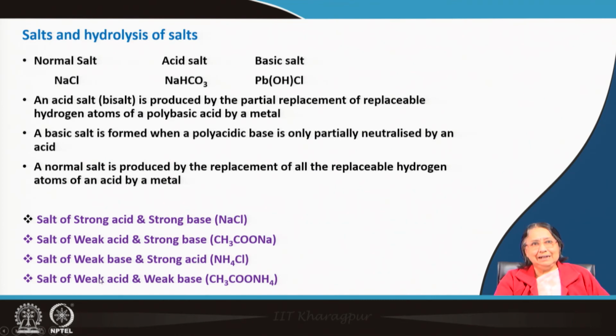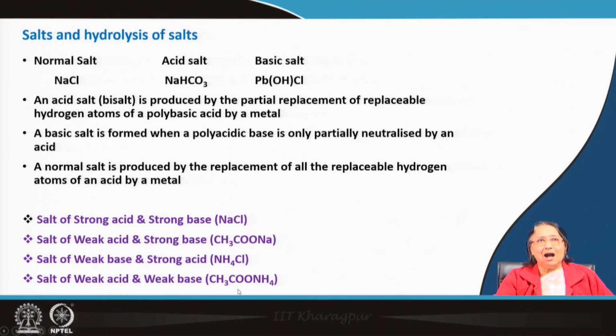And lastly, the salt produced from a weak acid and a weak base, acetic acid and ammonium hydroxide. We all know that ammonium hydroxide is a weak base because it does not dissociate fully, and acetic acid is a weak acid, it does not dissociate fully. So ammonium acetate or ammonium formate are salts produced from a weak acid and a weak base.